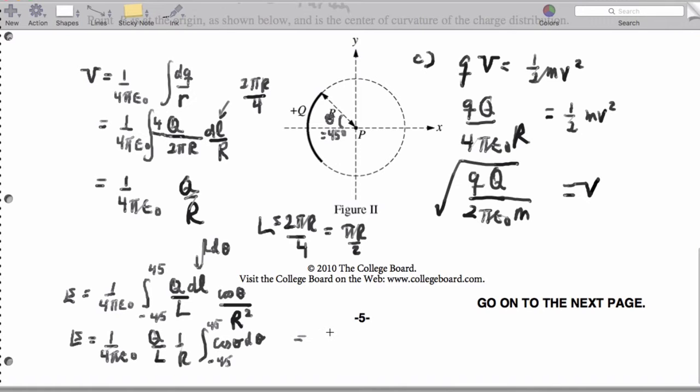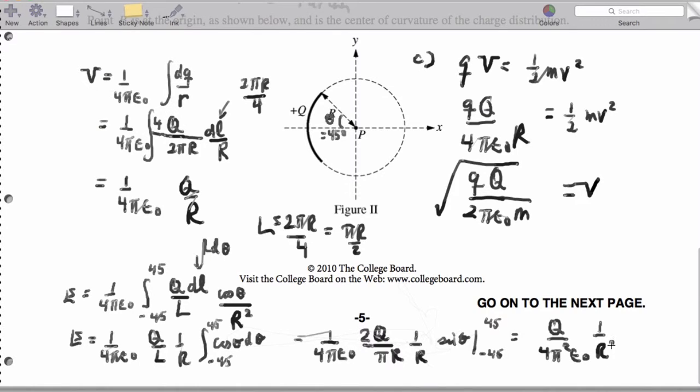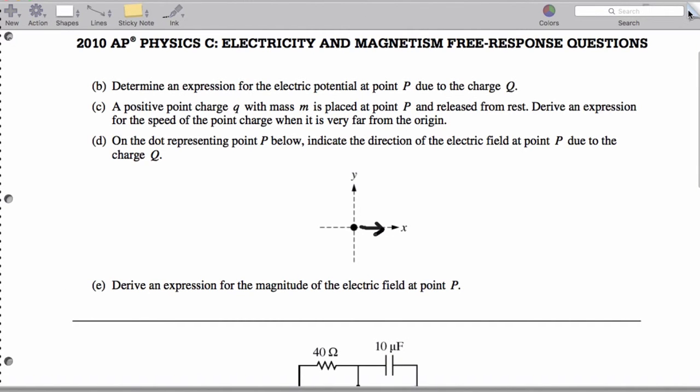Continuing this integration, we get 1 over 4 pi epsilon naught Q over L, which is pi times r divided by 2, times the 1 over r. This integrates to sine of theta from negative 45 to positive 45 degrees. Simplifying further, we get an electric field equal to Q over 4 pi squared epsilon naught times 1 over r squared. The sine of 45 minus the sine of negative 45 is radical 2 over 2 plus radical 2 over 2, which is just radical 2. So this ends up being the size of our field in part E. All right, that's it for the first problem.